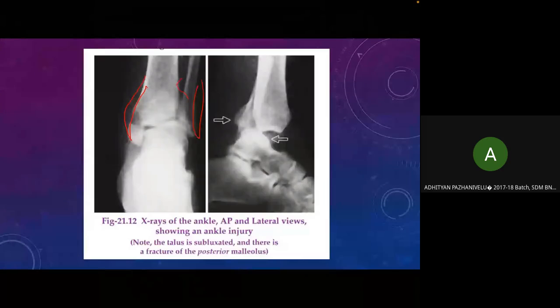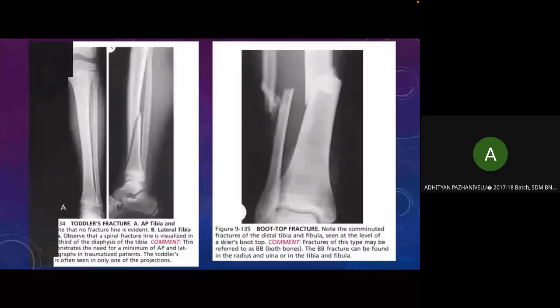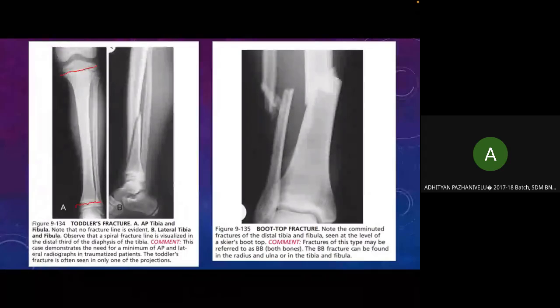This is another fracture. You don't have to remember the name. This is called a toddler's fracture. You can see why it's called that: there is no fracture when you see the AP view. How can you know this is a young child? Because here the physis is still not joined, and there is no fracture on the AP view. But on the lateral view, there is a clear-cut oblique fracture running like this. That is why it's called a toddler's fracture.